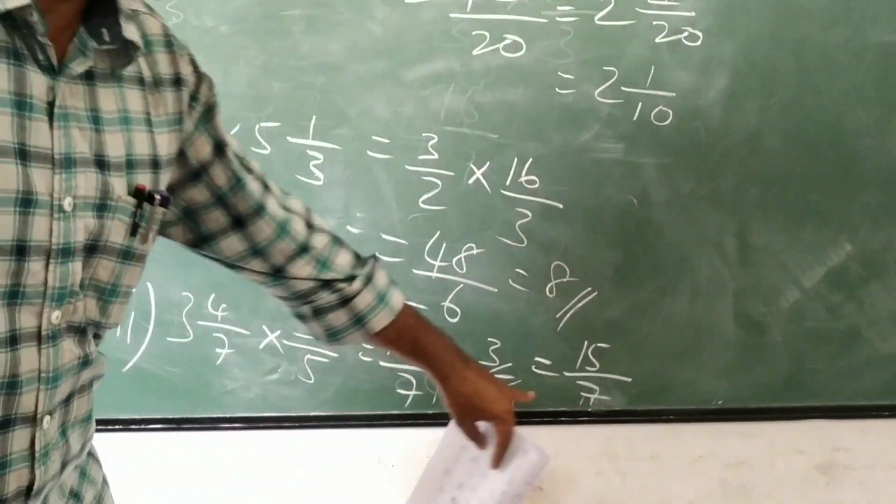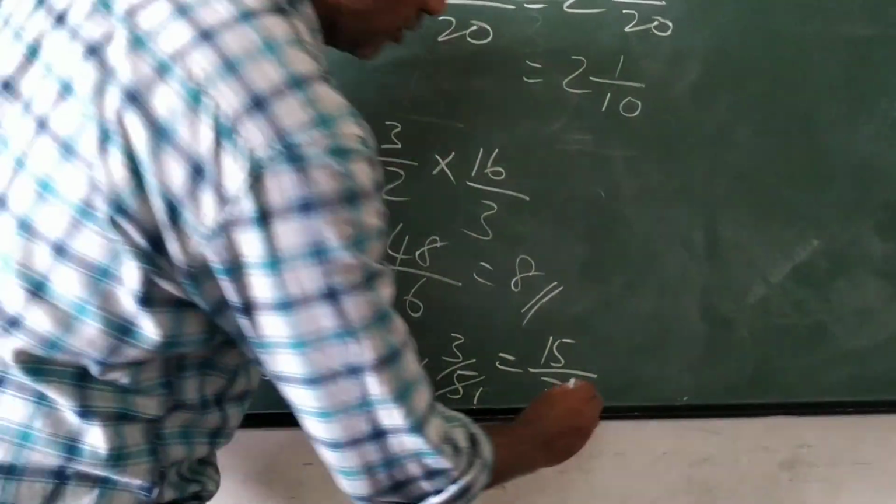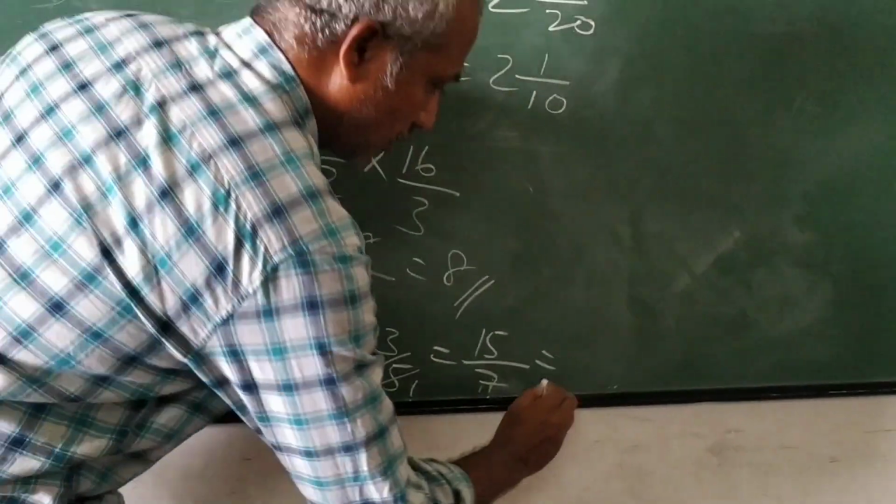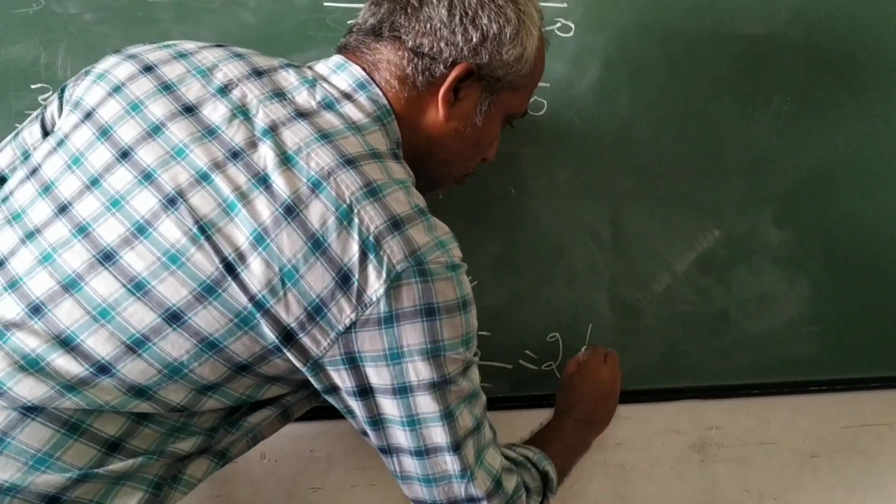This is an improper one. We have to convert it into the mixed one. 2 7s are 14, 2 balance, 1 by 7.